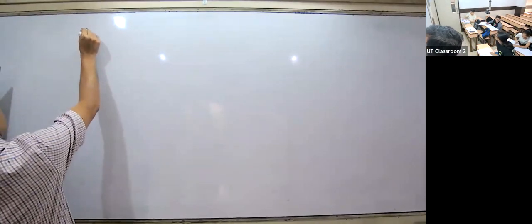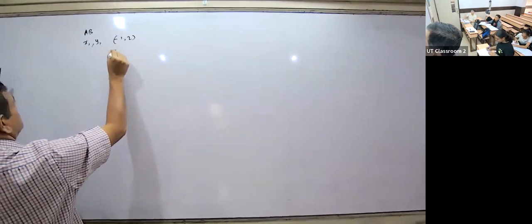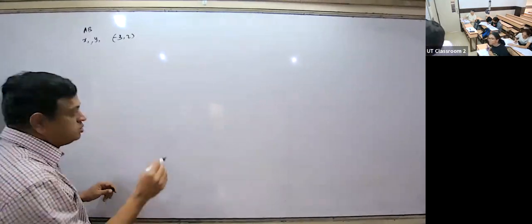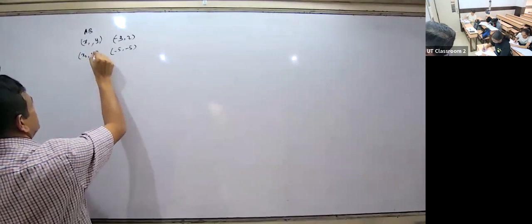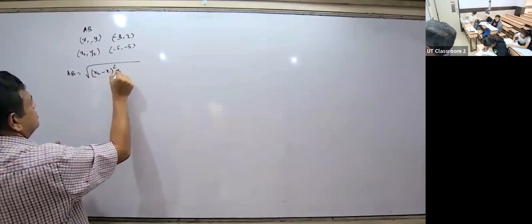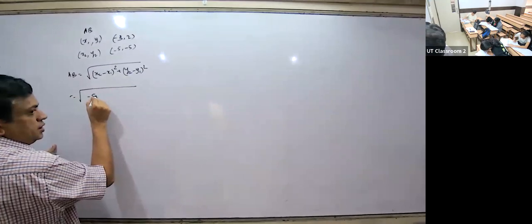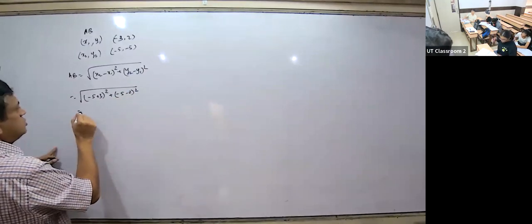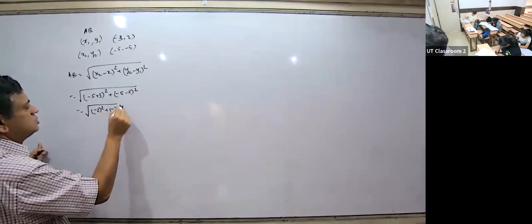For finding AB, what is the coordinate of A? Minus 1, 2. And what is B? Minus 3, 2. Okay, so find, this is x1, y1, then x2, y2. Then find out AB. AB is equal to root of (x2 minus x1) the whole square plus (y2 minus y1) the whole square. That is root of (minus 5 minus minus 3) whole square plus (minus 5 minus 2) the whole square, equal to minus 2 the whole square plus minus 7 the whole square.